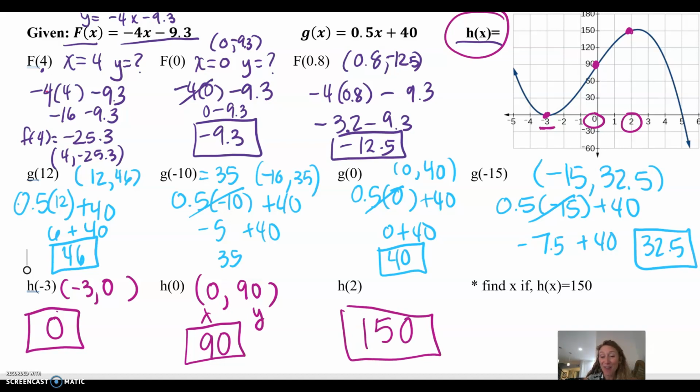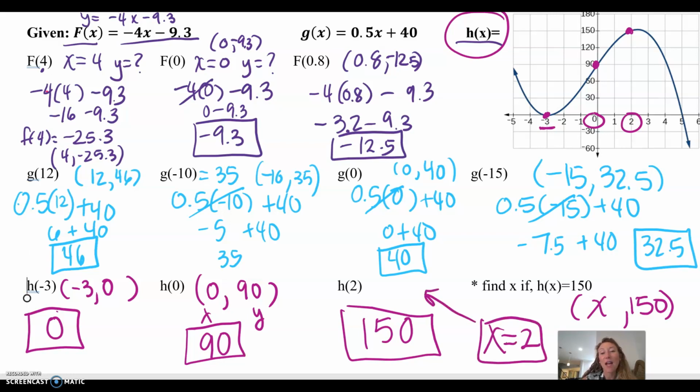Now look at this star problem. Find x if h of x equals 150. This one is backwards. Okay, so what is this one saying? H of x is equal to 150. And that means that we haven't replaced the x yet. And so this is a very interesting question. So what's the x value that gives me the y value of 150? X equals 2. We just did that problem, right? Let's do a few more like that where we go backwards, okay? So where we say find x if h of x or g of x or f of x equals a number.